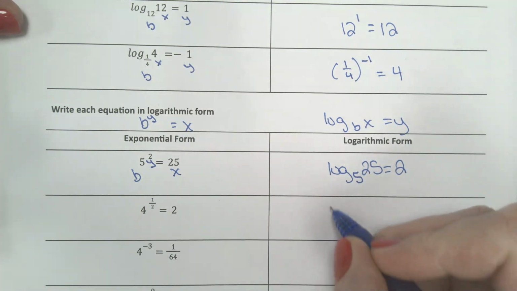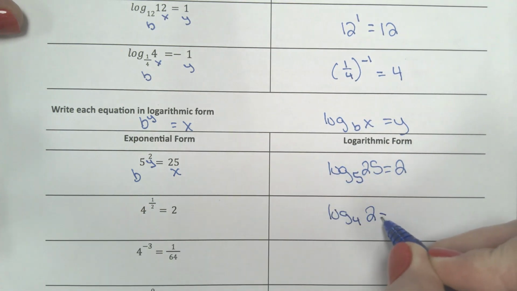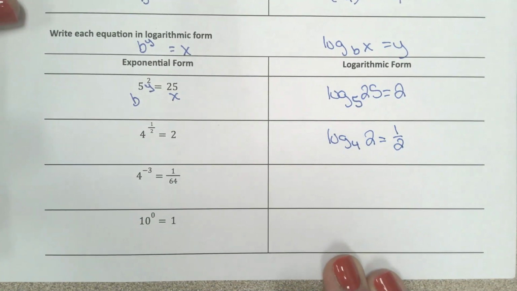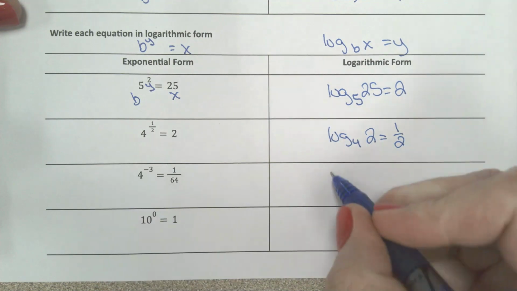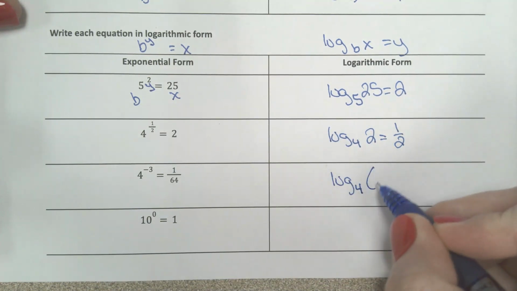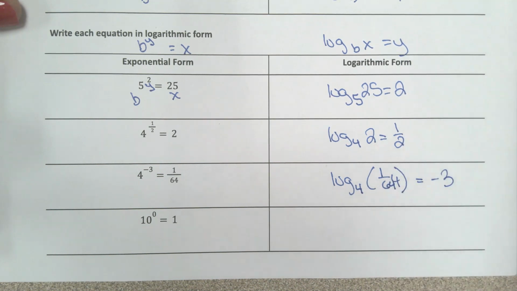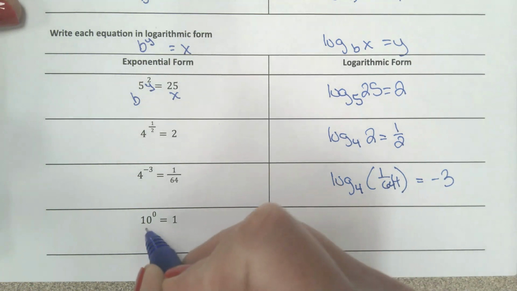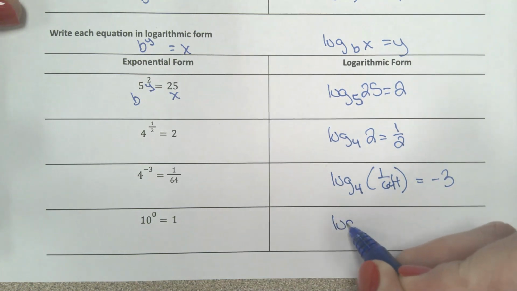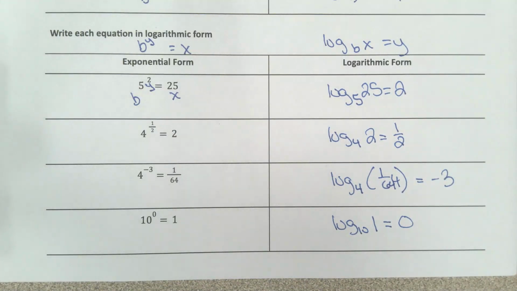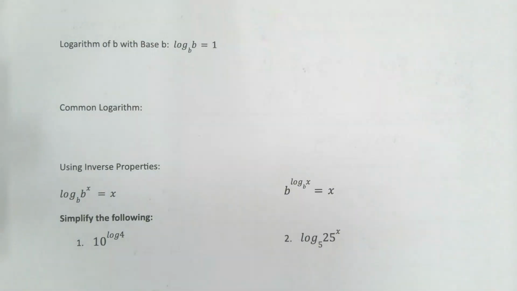So here you would have log base 4 of 2 equals 1/2. That's your base. So this says log base 4, 1/64 comes over, that's supposed to be the denominator, equals -3. The 10 is my base, so I have log base 10 of 1 equals 0. I'm going to skip around on this because we've changed a few things over the years.